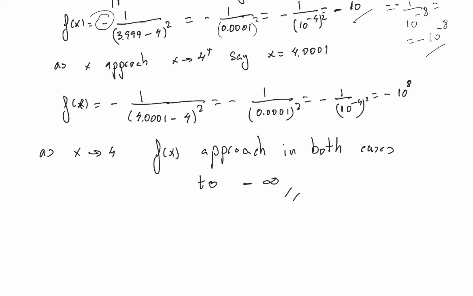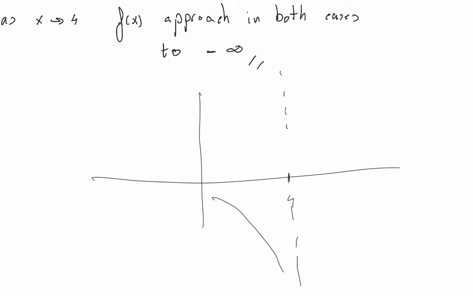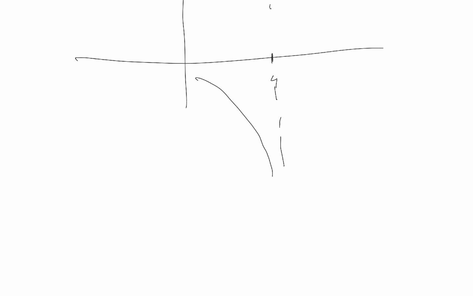It means that the graph next to the point 4 should be something like this. It will approach, this is the asymptote, and it will go something like this. Okay, let's go to the next problem.